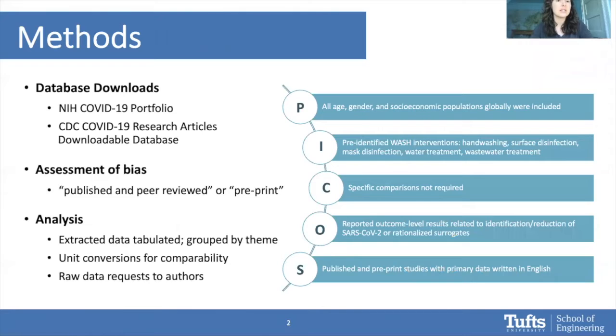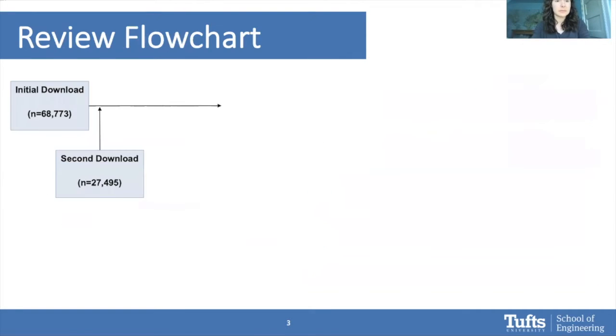And so to conduct our systematic review, we downloaded articles from two databases, the NIH COVID-19 portfolio and the CDC COVID-19 research articles downloadable database. We defined a PCOS framework, including pre-identifying WASH interventions that we were looking for in the research articles, such as hand washing, surface disinfection, mask disinfection, water and wastewater treatment. We assessed bias by whether it was peer-reviewed or preprint, and then we extracted data where available and converted units.